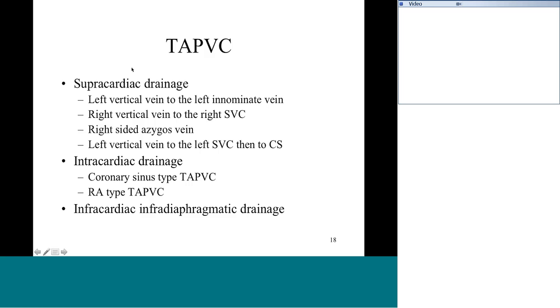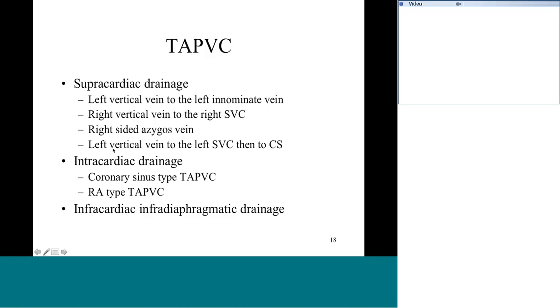So this is what is commonly described as the figure of 8 appearance on the chest X-ray, where the figure of 8's upper ring, which is occupying the superior mediastinum, is formed on the left side by the vertical vein and on the right side by the dilated right superior vena cava. Sometimes it will be a right vertical vein draining to the right superior vena cava. Sometimes it will be a right-sided azygos vein.